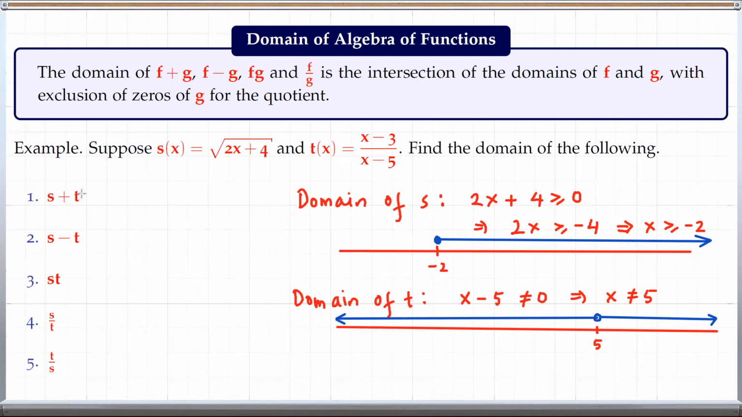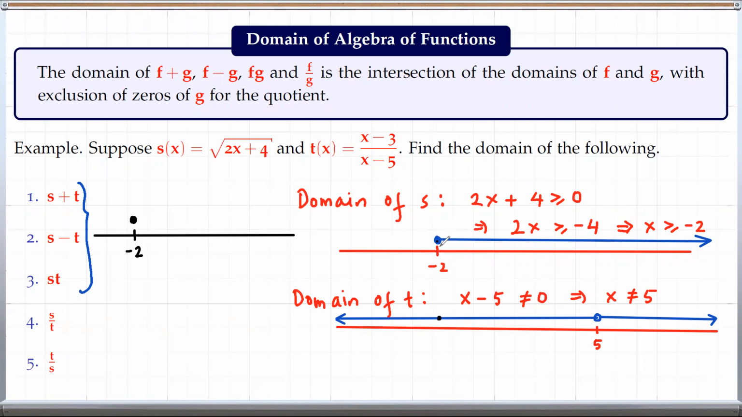Now, we said the domain of these three combinations, s plus t, s minus t, and st, the sum, difference, and product, is simply the intersection of these two domains, which means the common part of these two domains. So if -2 is here, we can't include anything to the left of -2 because the domain of s does not include anything to the left of -2. But we can include -2, which is included in both of these.